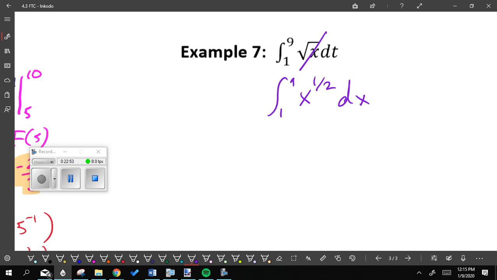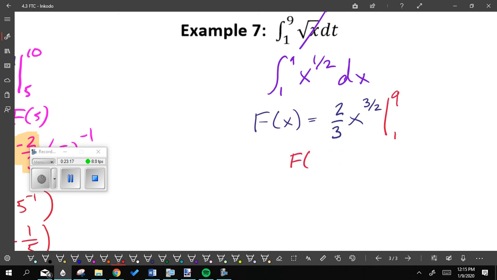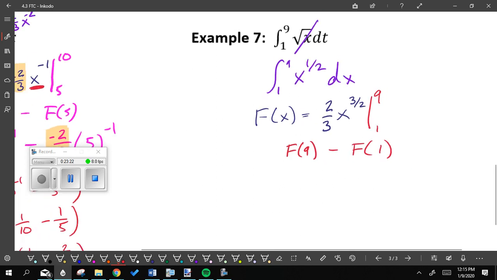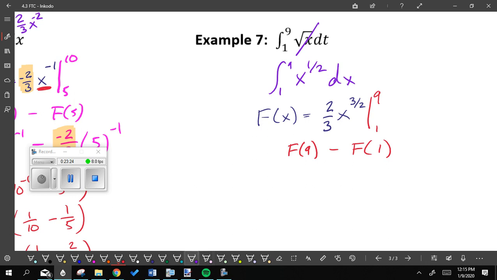So if I'm evaluating that thing from 1 to 9, it's f of 9 minus f of 1. Are there any constants here in that setup? 2/3 is a constant, so if you would like to, which I would suggest, take that 2/3 and pull it out in front. So then all I have left is 9 to the 3/2 minus 1 to the 3/2. If this were a free response question, box that up and call it a day. If it's multiple choice, we got to simplify, and I'm going to warn you that these are normally multiple choice questions.